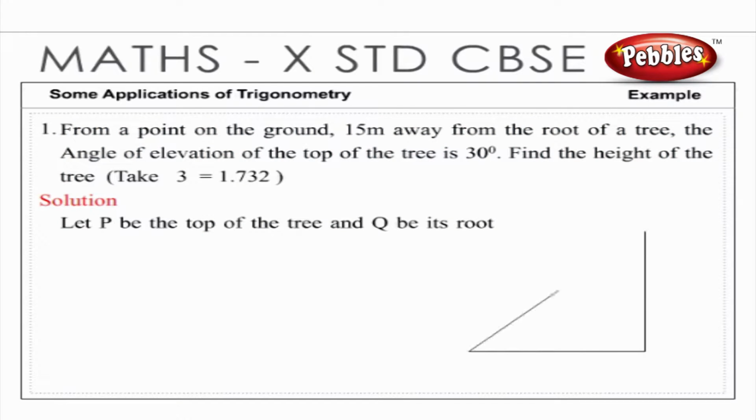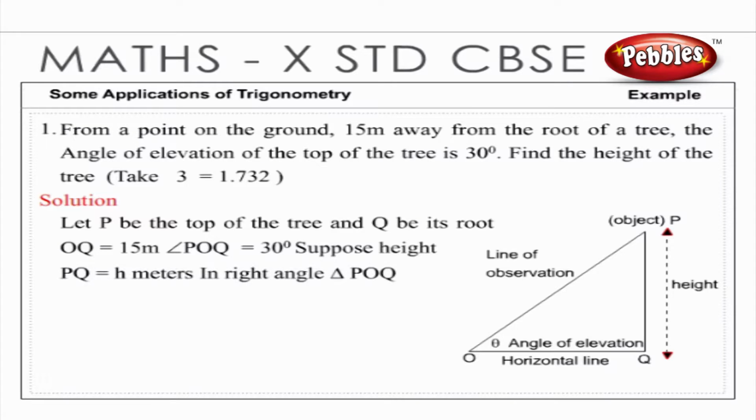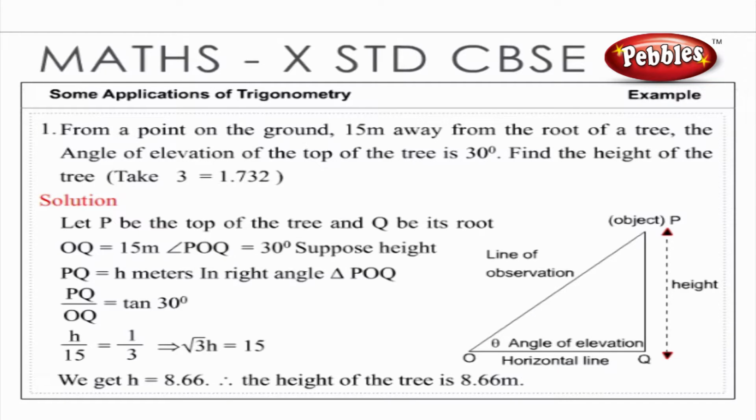Solution. Let P be the top of the tree and Q be its root. We are given OQ is equal to 15 meter and angle POQ is equal to 30 degree. Let us take the height PQ as h meters. Now in the right angle triangle POQ, PQ by OQ is equal to tan 30 degree. That is, h by 15 is equal to 1 by root 3, implies root 3 h is equal to 15. We get h is equal to 8.66. Therefore, the height of the tree is 8.66 meter.